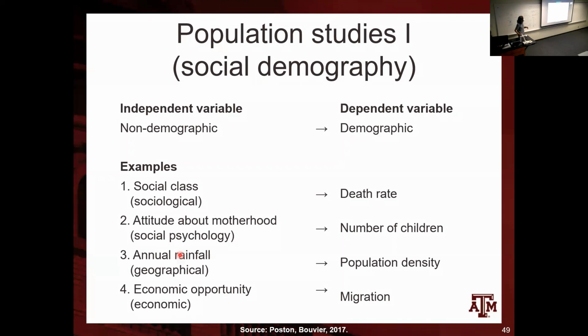Example of social demographic studies. Well, here we are calling it Population Studies 1. It is when I have a non-demographic independent variable, my most important independent variable, explaining a dependent variable. I want to know, for example, if people with higher, like upper, social class have lower death rates. Death rates are related to mortality. It's demography. Social class is a sociological concept.